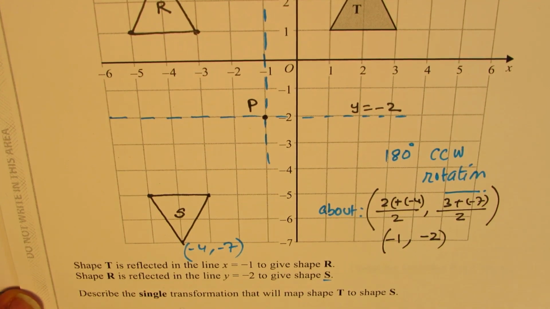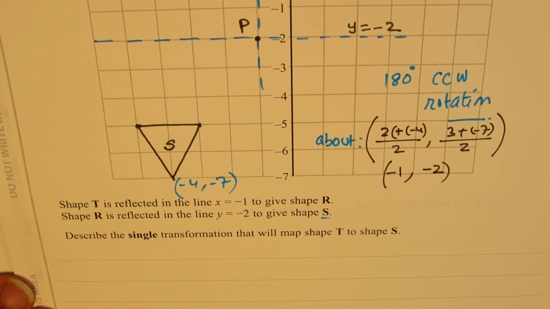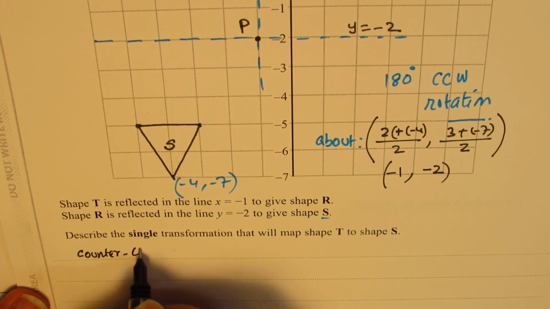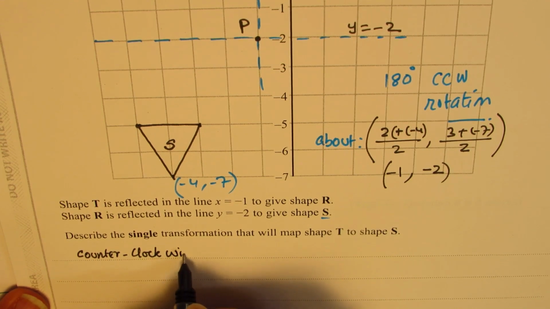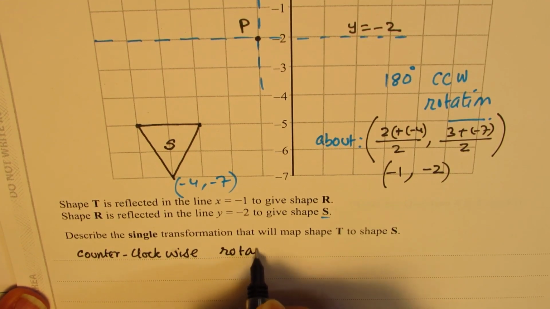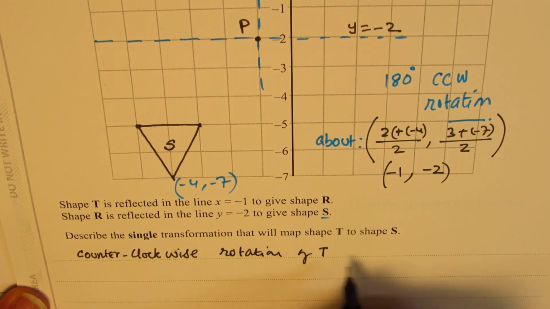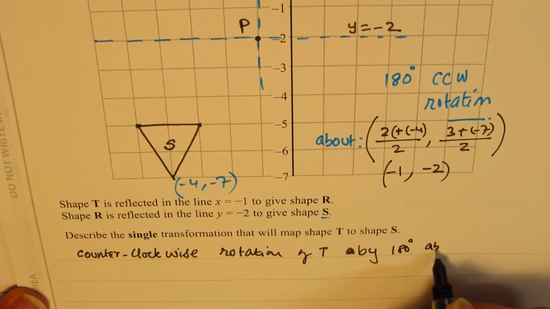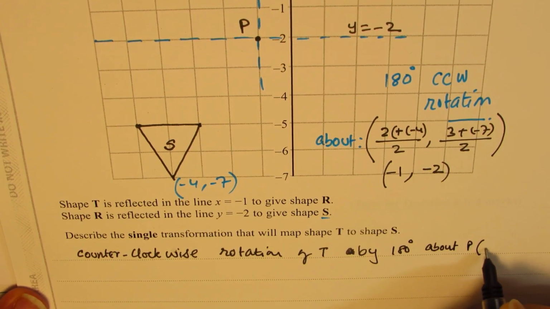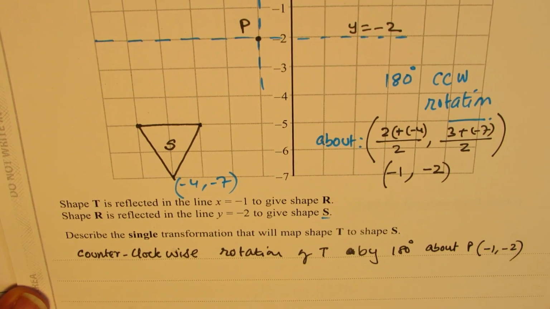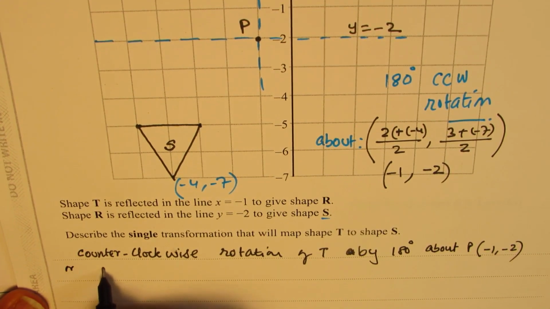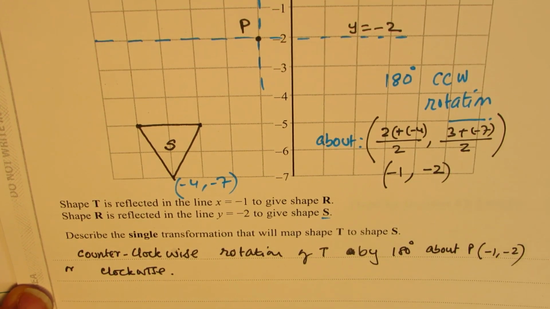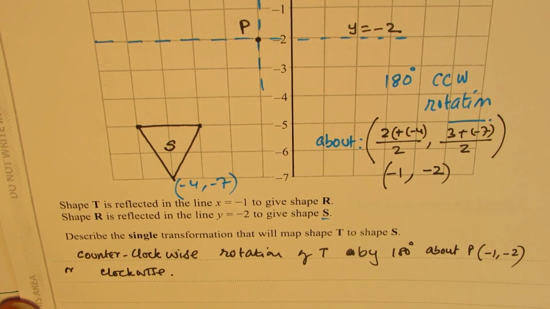So the single transformation which actually describes this is, we could say, counterclockwise rotation of T by 180 degrees about P, which is -1, -2. Is that clear? Now it could be counterclockwise or even clockwise. Both will give you the same result. Is that clear to you? So that is how we are going to answer this.